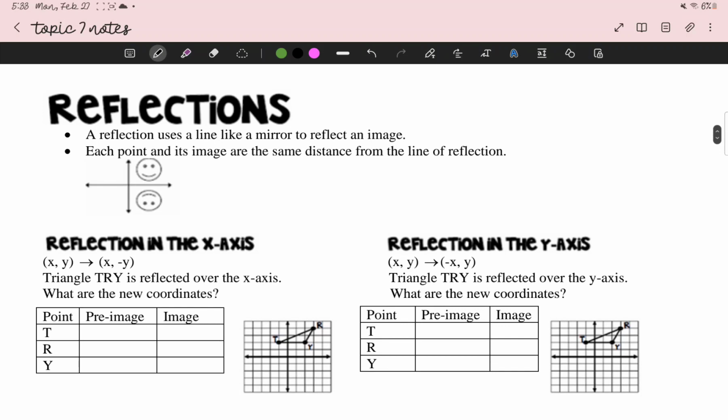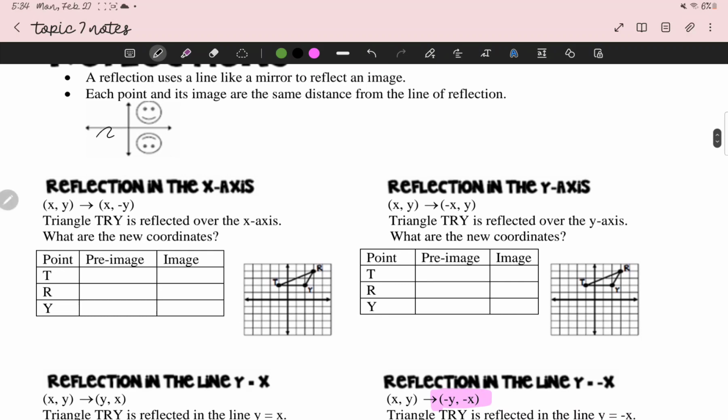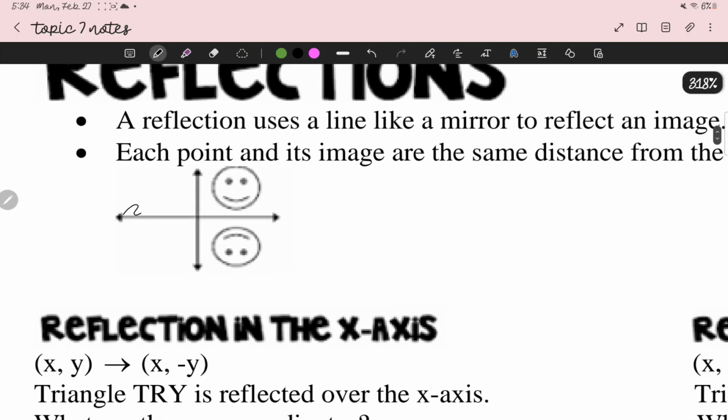So a reflection uses a line like a mirror to reflect an image. Each point in the image is the same distance from the line of reflection. In this example, this line would be our line of reflection, because literally the smiley face went from being on top of that line to the bottom of that line. It looks like it was literally reflected across that line.